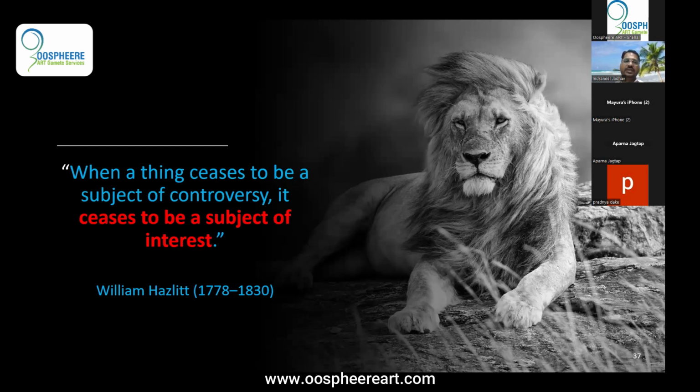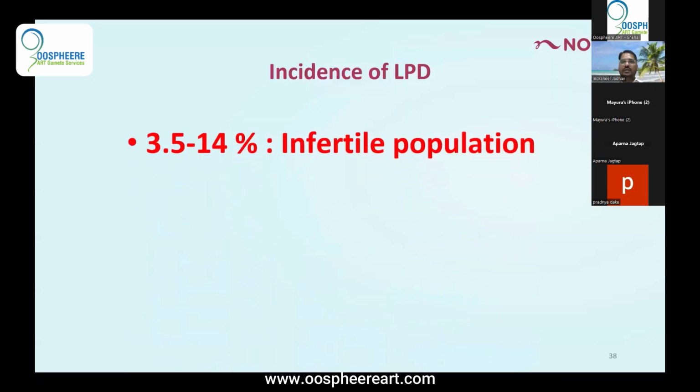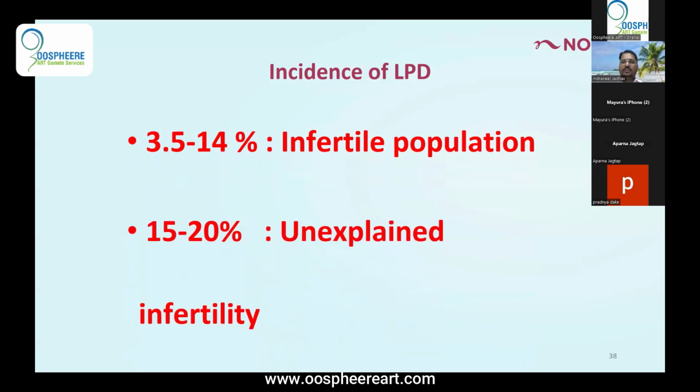So there should be some subject of controversy. Then with the interest, we can go into the insights and depth of the subject and understand if it is really required or not on evidence-based medicine. So why are we talking about luteal phase defect? Because in the infertile population, 3.5 to 14% is the incidence. In unexplained infertility it is 15 to 20%, and also in recurrent pregnancy loss, it can rise to 30 to 40%.